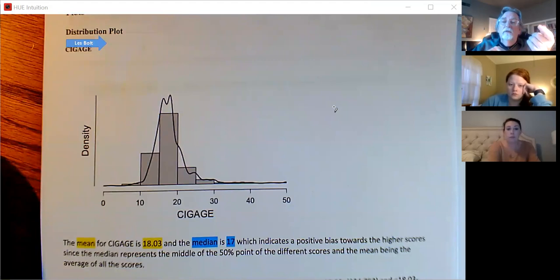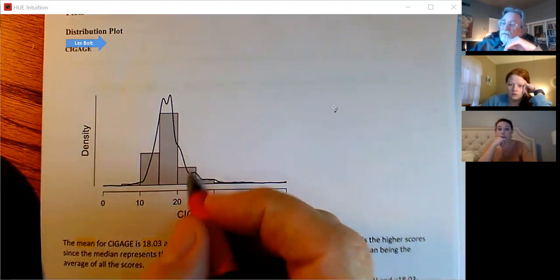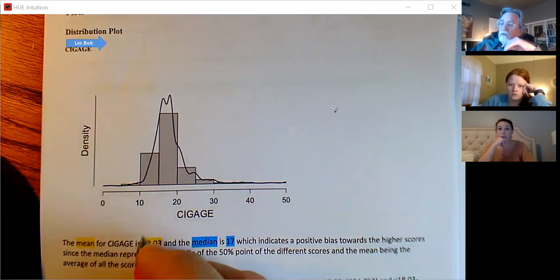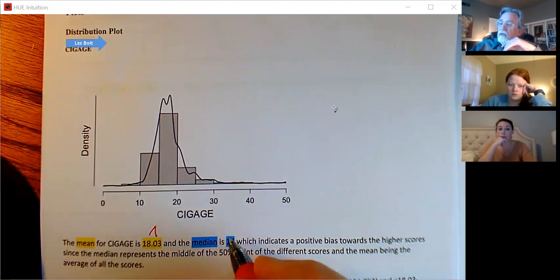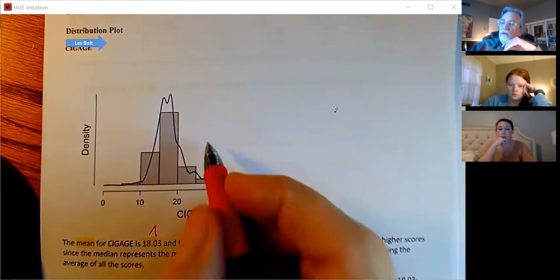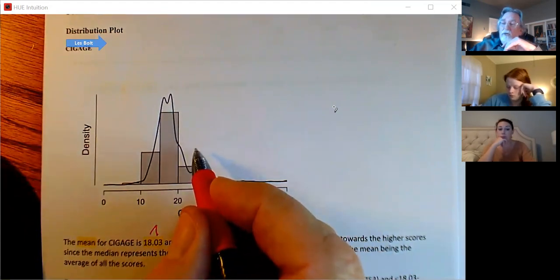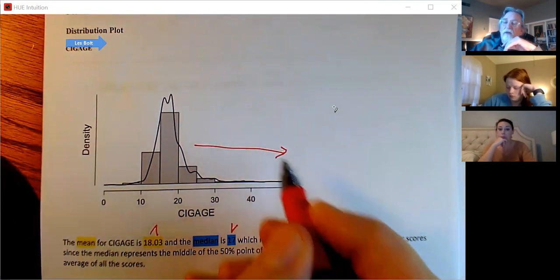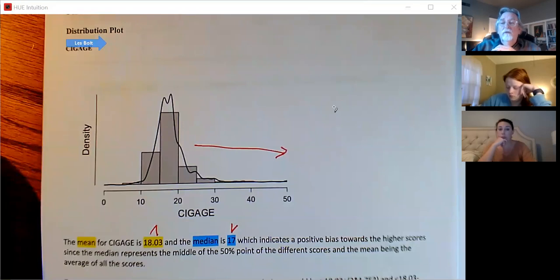Now, what that means, and this is one of the errors that was in the previous answer sheet, is that because the mean is higher than the median, the bias is in the direction of the mean, and since the mean is higher, it's in what we would call a positive direction, or to the right.